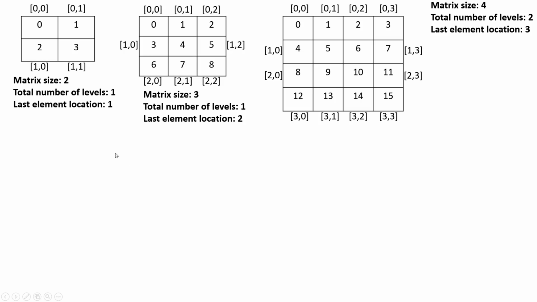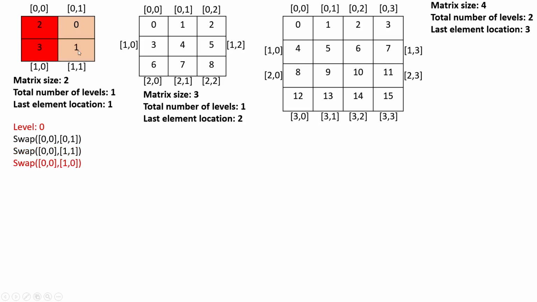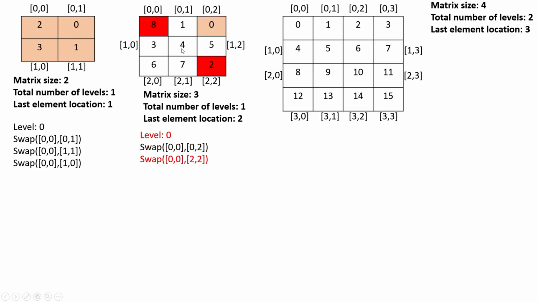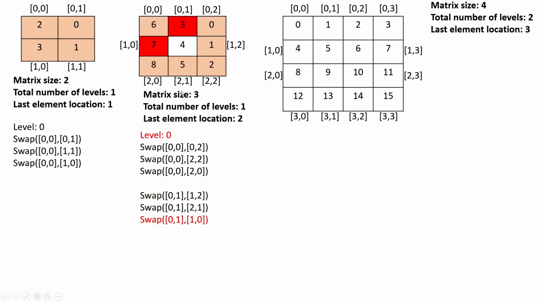So doing our series of swaps, now that we have these actual coordinates, we'll swap 0, 0 with 0, 1. We'll swap 0, 0 with 1, 1. And we'll swap 0, 0 with 1, 0. And the matrix is rotated. So we'll go ahead and do the same thing for the 3 by 3. We'll swap the corners. We'll go to the next element, do our swaps, and the matrix is rotated.